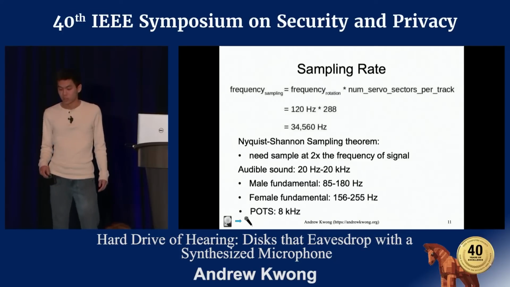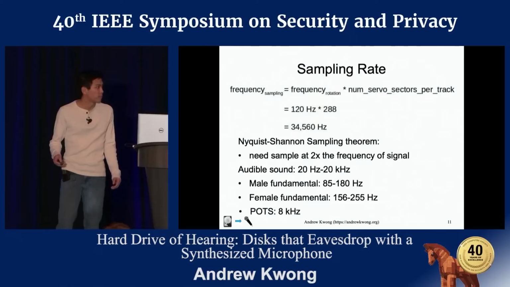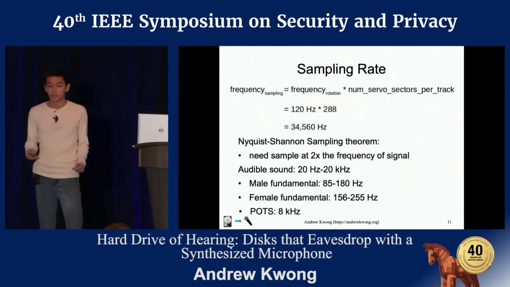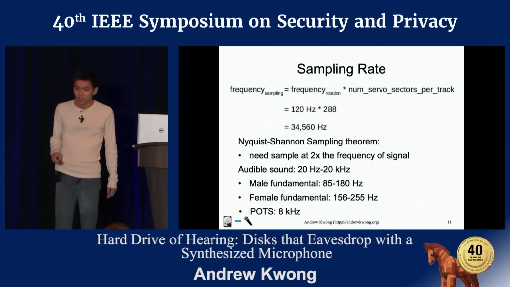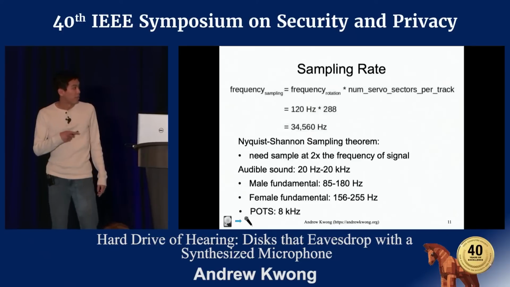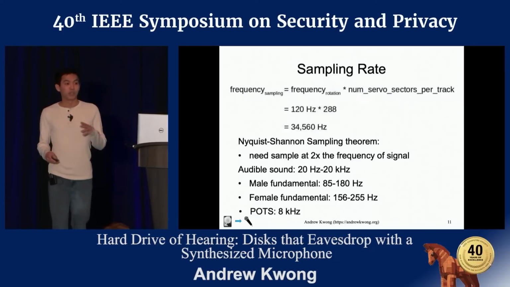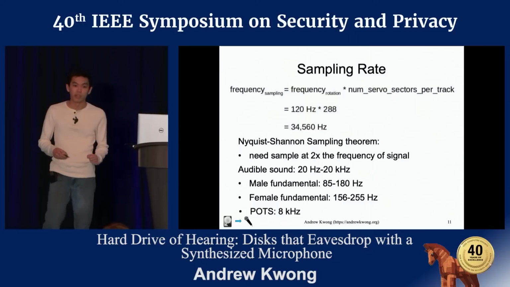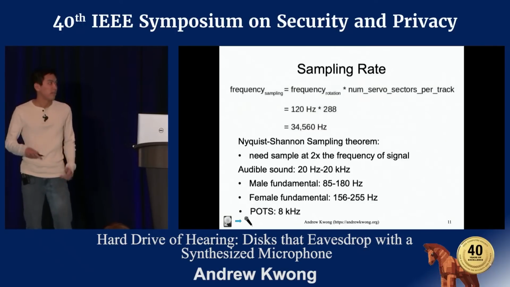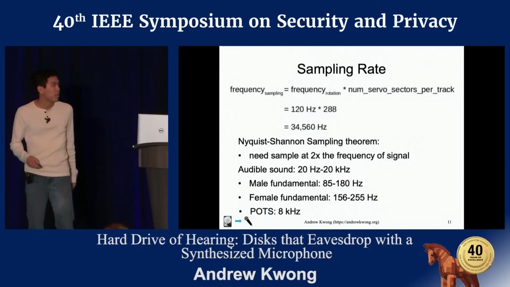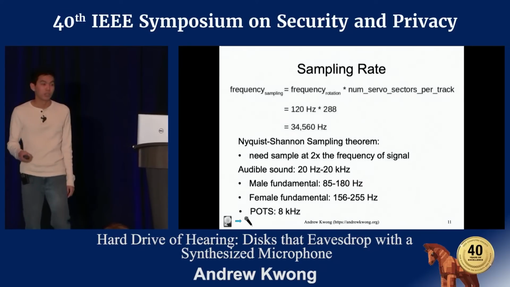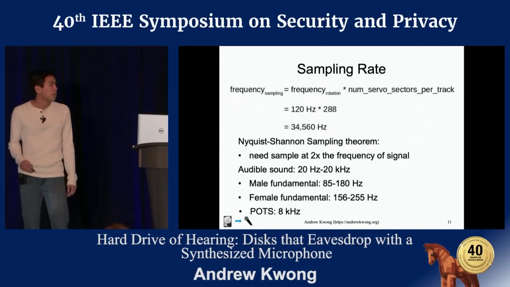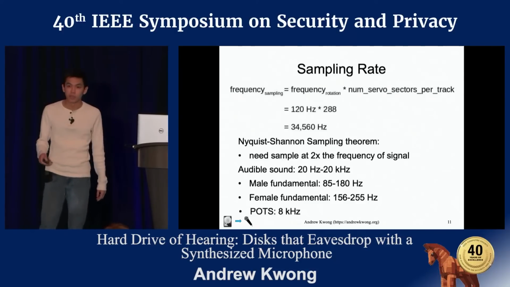One of the most crucial characteristics of any sensor is the sampling rate. By the Nyquist-Shannon sampling theorem, you have to sample at 2 times the frequency of the signal to accurately recover the signal. For our setup, we can compute the sampling rate of the hard drive microphone as the number of times the head flies over a servo sector, which is how many times it rotates per second times the number of servo sectors per track. In our case, given a 7,200 RPM drive, that's 120 hertz, and there are 288 servo sectors per track. So that gives us a sampling rate of 34.5 kilohertz.